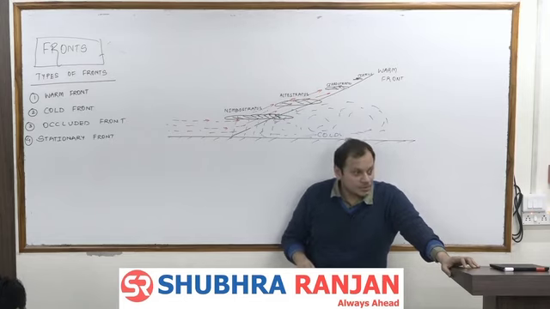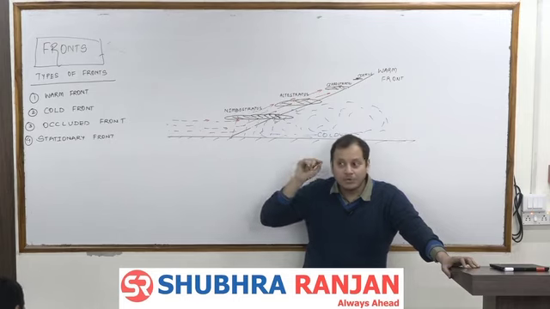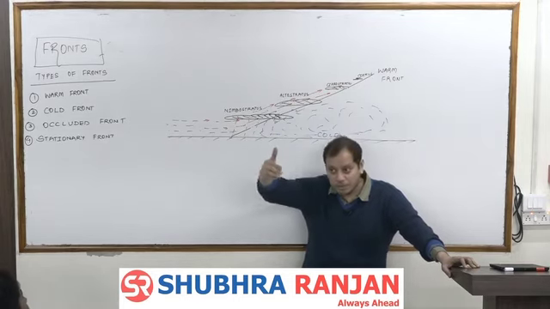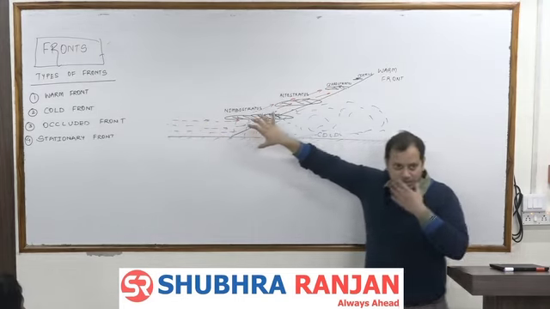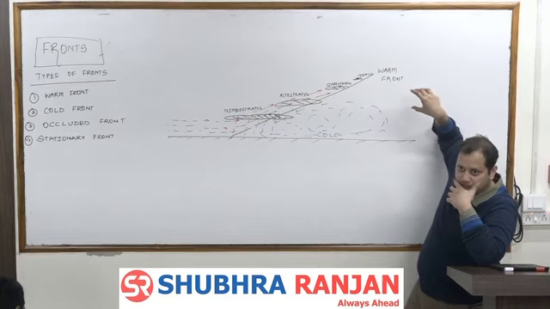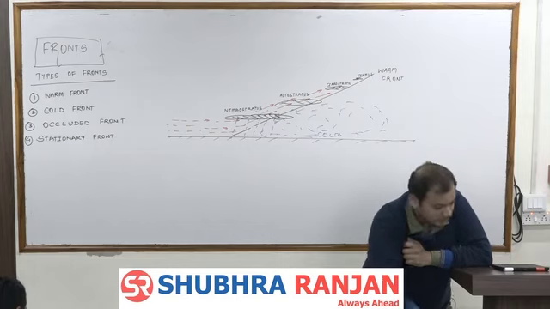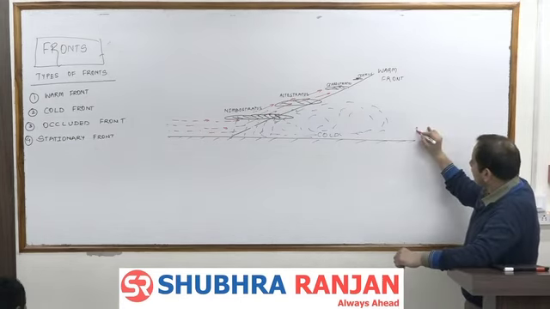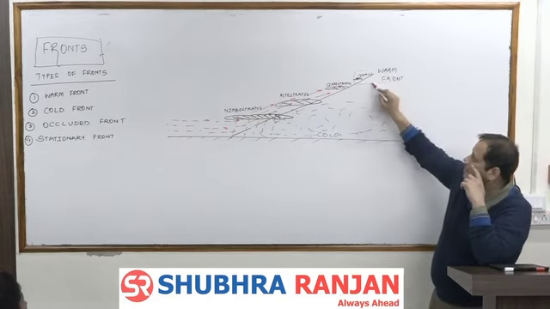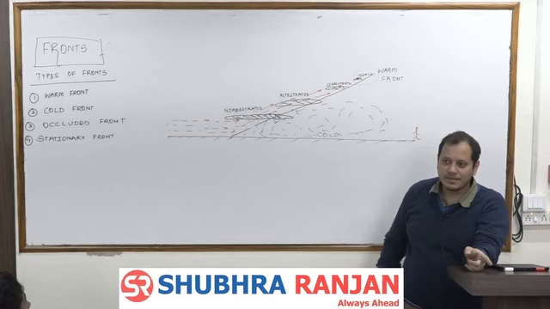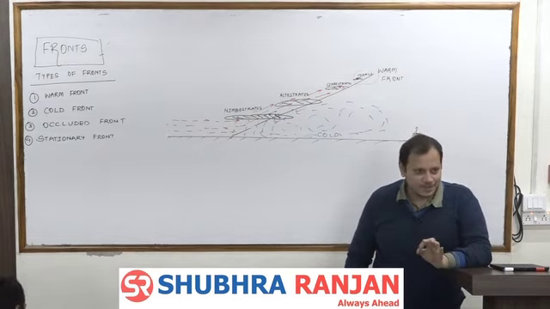UPSC has asked a past year question. See, the questions will always come from these. How do you identify an approaching warm front? Approaching warm front means once the front has formed, the clouds and winds behind it are going to push it. So you are standing here and you have to see whether a warm front is coming towards you. Which clouds do you see in the sky? The presence of cirrus clouds in the sky says that the warm front is approaching. Getting it?